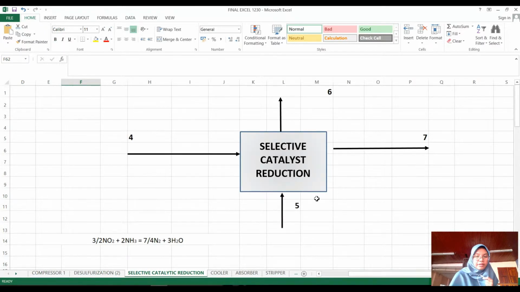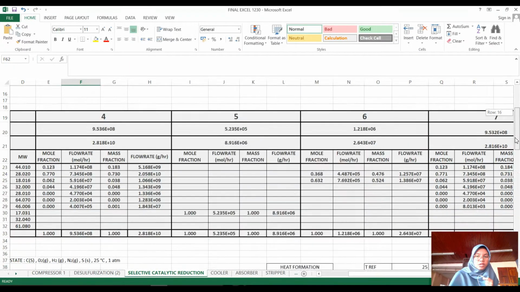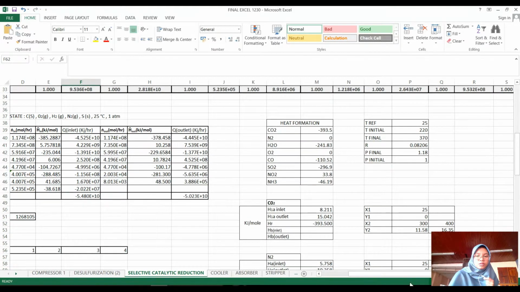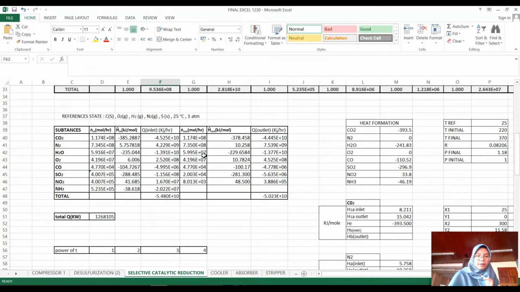And the selective catalytic reduction is also a reactive system because it has a reaction. So I still need to use 25 Celsius and 1 atm to calculate the energy balance. It is the same as the desulfurization, an endothermic reaction, so I got positive numbers for energy. Between desulfurization and selective catalytic reduction, there is a PRV, which is a pressure relief valve to reduce the pressure.